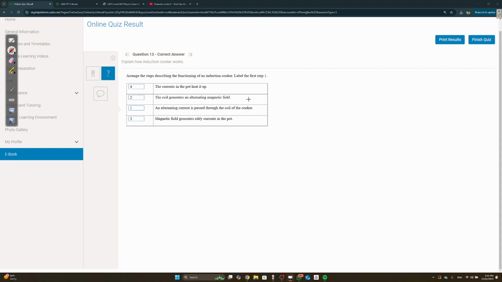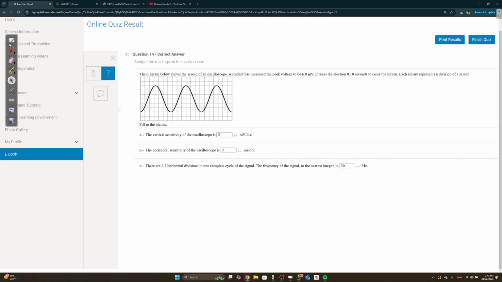Question 13. Arrange the steps describing the functioning of an induction cooker. Label the first step 1. An induction cooker, I think, is just the electric cooker. An alternating current is passed through the coil, which generates an alternating magnetic field. The magnetic field generates eddy currents, and these eddy currents cause the pot to heat up. Memorize this. It's not that hard. It's basic common sense. If you turn on an oven, how does it work?